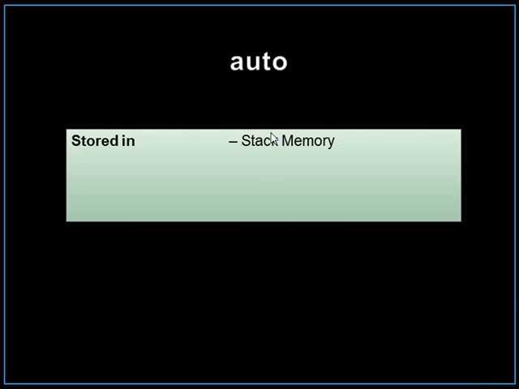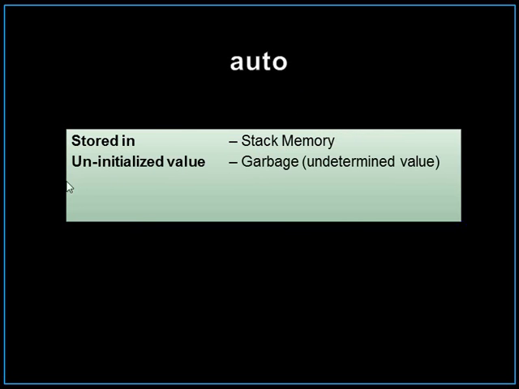Now an auto variable, auto integer, auto float, auto character, or any other automatic variable is stored in a part of memory which is called stack memory, which is inside RAM, not inside CPU registers. Its uninitialized value is garbage, right? When you declare it, it is undetermined. The value cannot be determined.